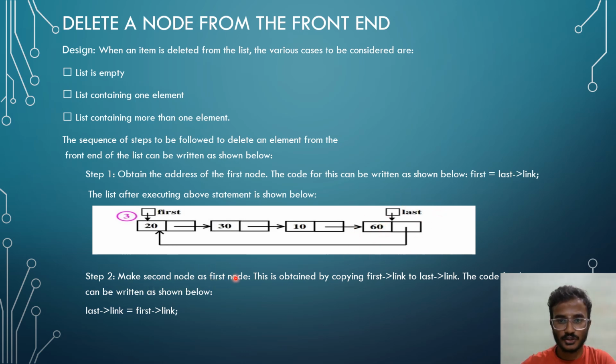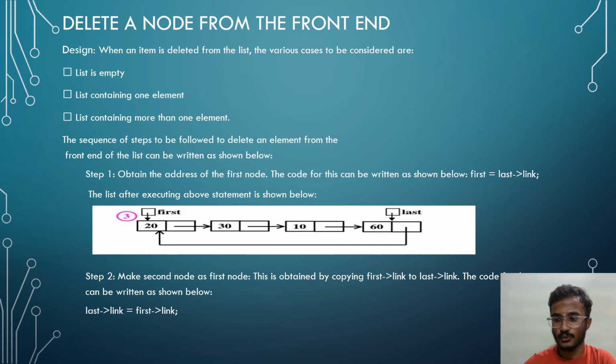Make the second node the first node. We have to make this node the first node. This is obtained by copying the first link to the last link. This can be done by copying the link field of first to the link field of last. The code can be written as shown below.